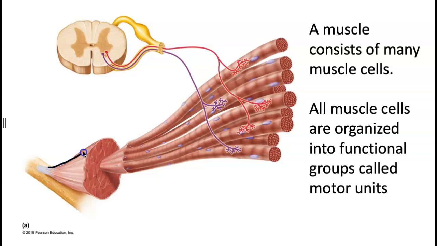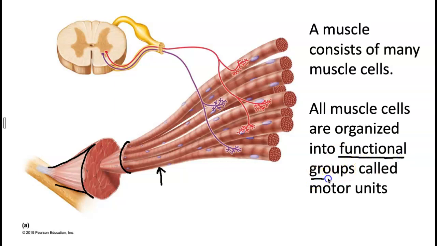We know that a whole muscle is made out of muscle cells or muscle fibers, and those muscle cells are grouped into bundles called fascicles. I would consider that like a structural or anatomic arrangement. A fascicle is just a bundle of cells. A motor unit is different than a fascicle.